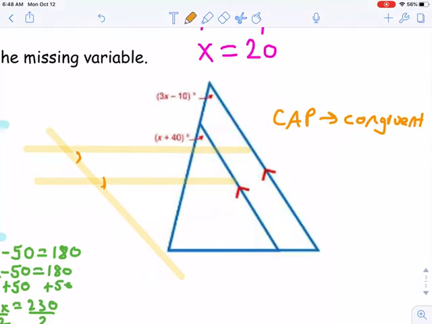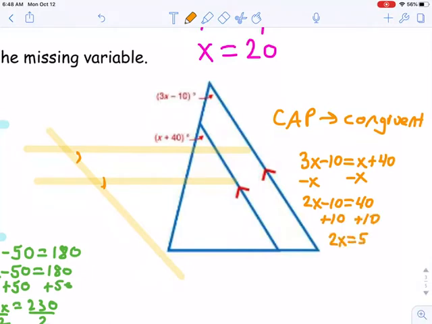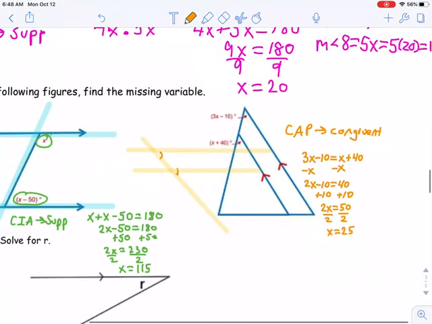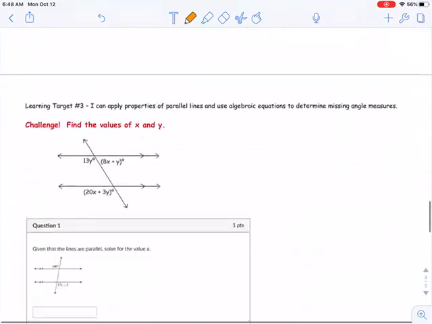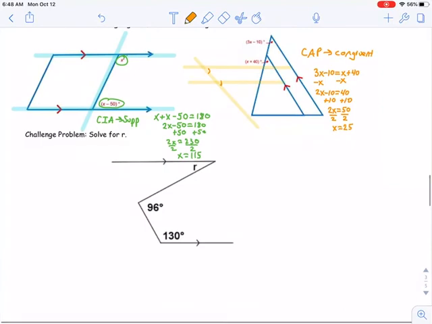Nonetheless, since they're congruent, all I have to say is 3x minus 10 equals x plus 40. Minus x from both sides. Add 10 to both sides. And bada bing, bada boom, x equals 25. All right, so cool. Now we got 2 challenge problems. We're gonna knock out these challenge problems in this video.